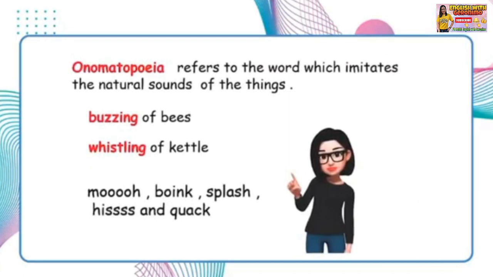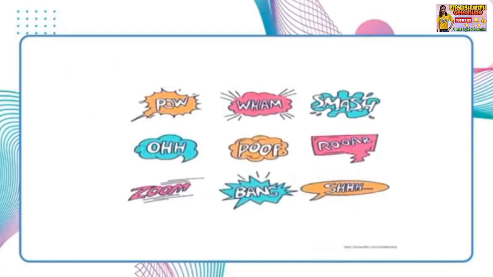Next is onomatopoeia. It refers to the words which imitate the natural sounds of the sense. Examples are the buzzing of bees and the whistling of cattle. Bees produce the buzz while cattle whistle. Words like moo, boing, splash, hiss, and quack produce sounds that are imitated from animals and things. These are other examples of onomatopoeia. It's your turn to read them. That's great! So that's everything about onomatopoeia.